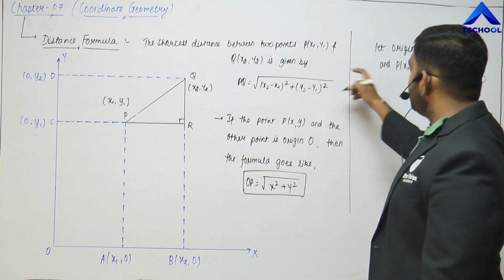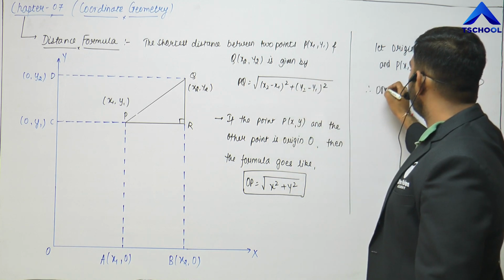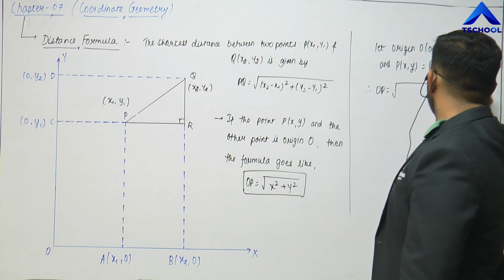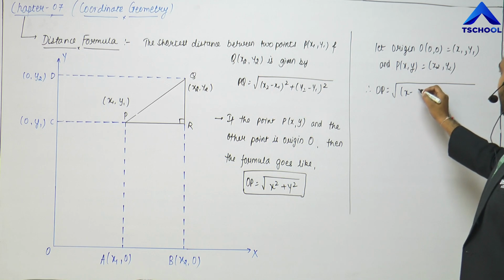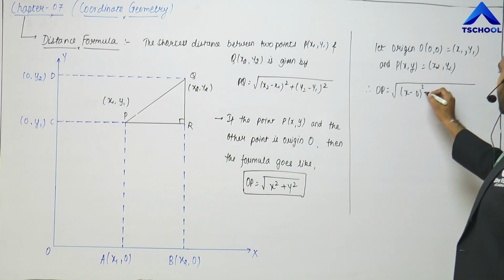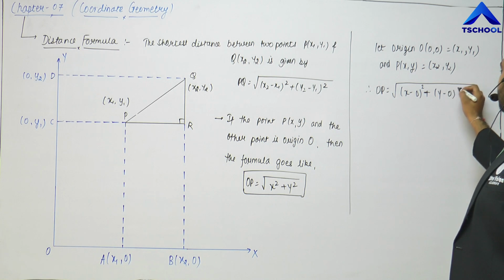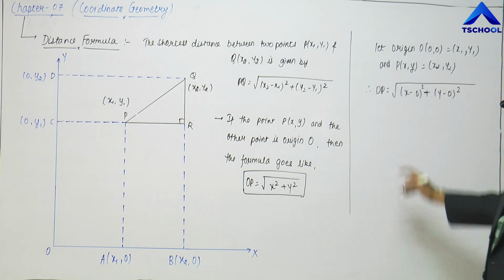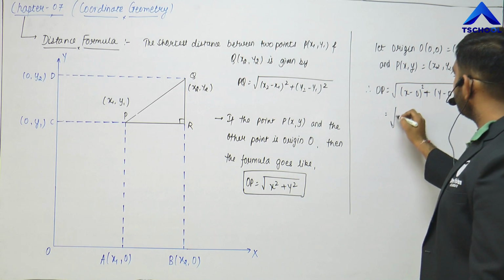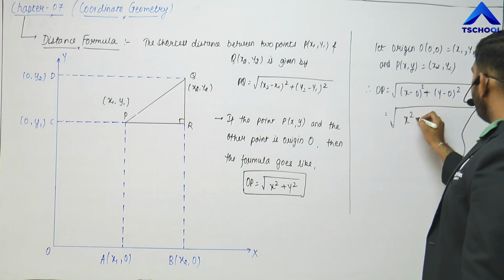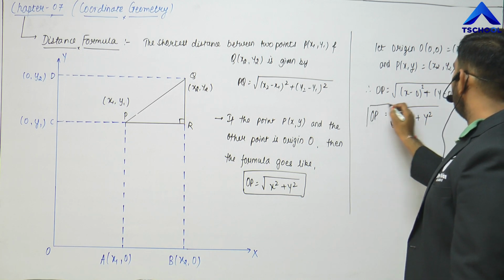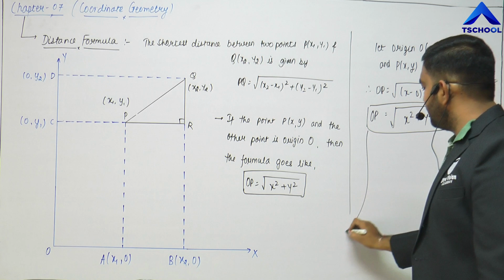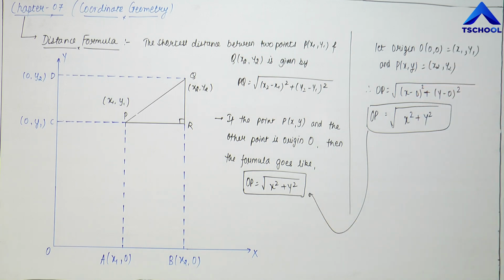So using the distance formula, OP is equals to square root of, what is x2, that is x minus x1, that is 0, whole square, plus y minus 0 whole square. What is x minus 0, friends? X, so that is x square plus y square, which gives me the distance OP, that means the distance OP is given by square root of x square plus y square.